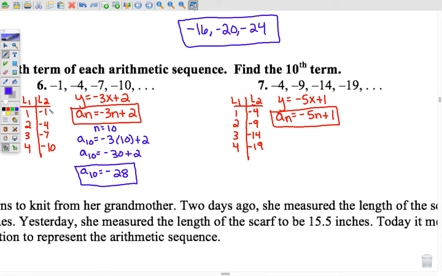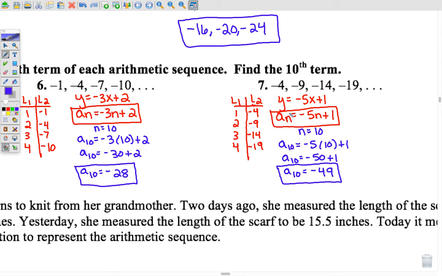And now what we're going to do is plug in n equals 10 so we can find the 10th term of this sequence. So in order to do that, we're just going to rewrite this. a sub 10, that means what is our 10th number in the sequence, is equal to -5. Instead of n, we're going to put 10, plus 1. So a sub 10 is equal to negative 5 times 10, which is negative 50, plus 1. So a sub 10 is equal to negative 50 plus 1, which gives us negative 49. And that's it. That's your 10th term.